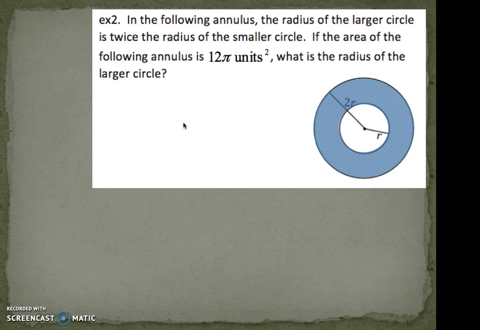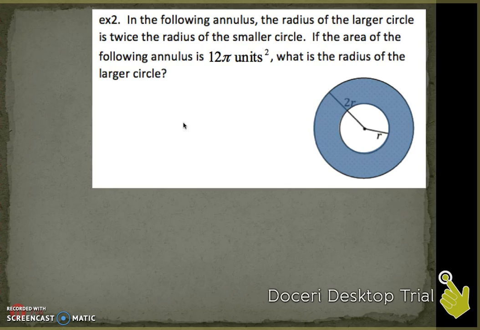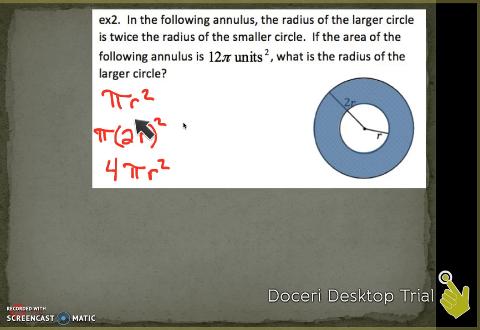It has another annulus, but this time they give you the shaded area and they want you to find the radius. So what you're going to have to do is take the area of the outside circle, so that's pi r squared, which in this case is pi (2r) squared, or 4 pi r squared. So what I did is I took this 2r here, I plugged it in as my radius, and then I squared the 2, squared the r, and I ended up with 4 pi r squared.